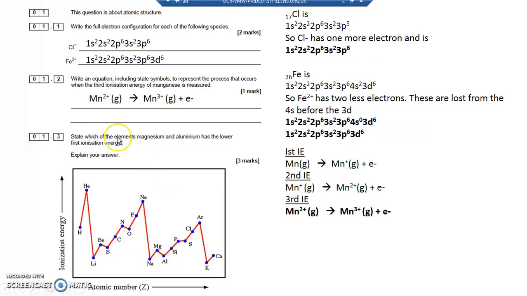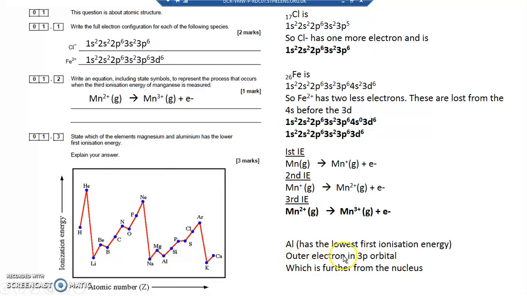So when you're talking about the first ionization energy from here, you're removing an electron from a 3s orbital, whereas here you're removing it from a 3p orbital. Now, a 3p orbital is further from the nucleus, and if it's further from the nucleus, there's less nuclear attraction, it's more easily removed. Your answer is aluminium, because the outer electron's in a 3p orbital, which is further from the nucleus, and therefore has a lower first ionization energy, because further away from the nucleus it's got a lower nuclear attraction.